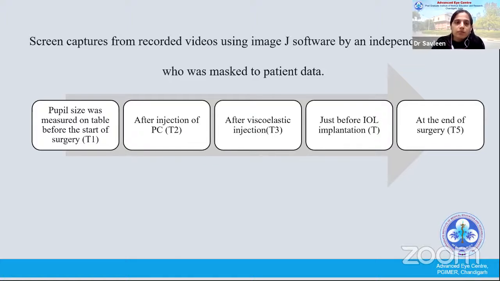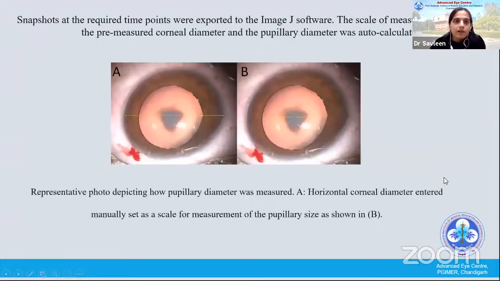Depending on the age, the primary posterior capsulotomy and the anterior vitrectomy was done. But by and large, after the recording was complete, an independent observer took screen captures from the videos at 5 time points: at the start of the surgery, after injection of Phenocaine, after viscoelastic injection just before intraocular lens implantation, and at the end of the surgery. Where the intraocular lens was not implanted, the end of the surgery was the time point that was considered.